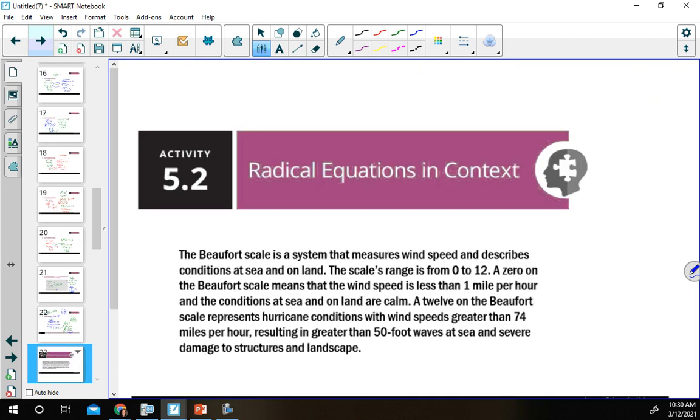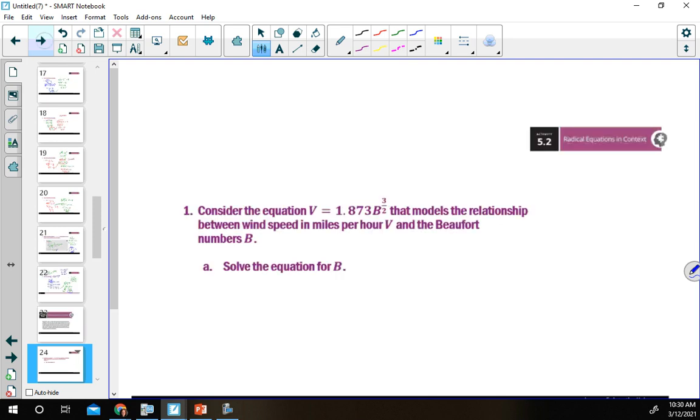All right, so now we're going to work into our apply problem. The Beaufort scale is a system that measures wind speed and describes conditions at sea and on land. The scale ranges from 0 to 12. A 0 on the Beaufort scale means that the wind speed is less than 1 mile per hour, and the conditions at sea and land are calm. A 12 on the Beaufort scale represents hurricane conditions with wind speeds greater than 74 miles per hour, resulting in greater than 50-foot waves at sea and severe damage to structures and landscapes.